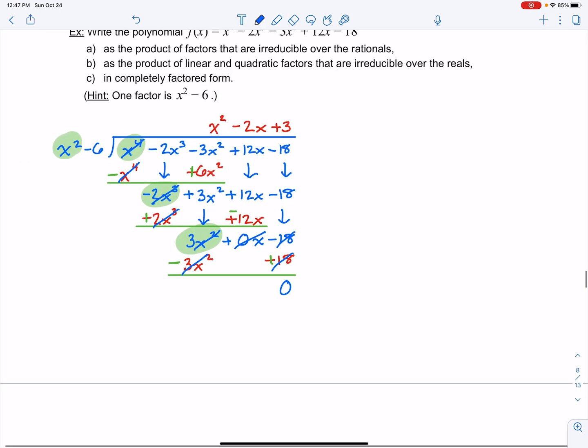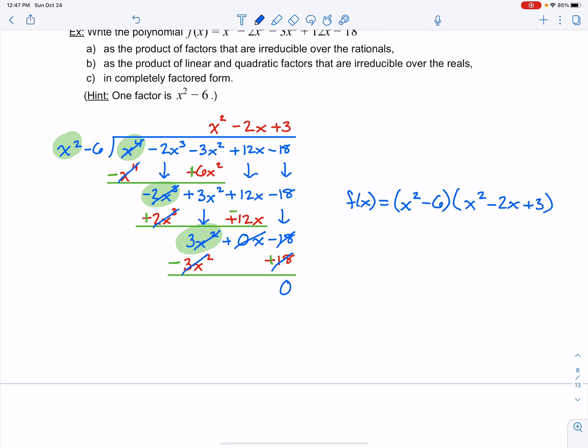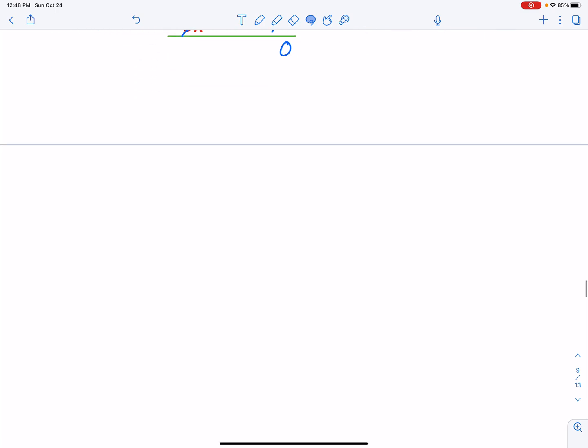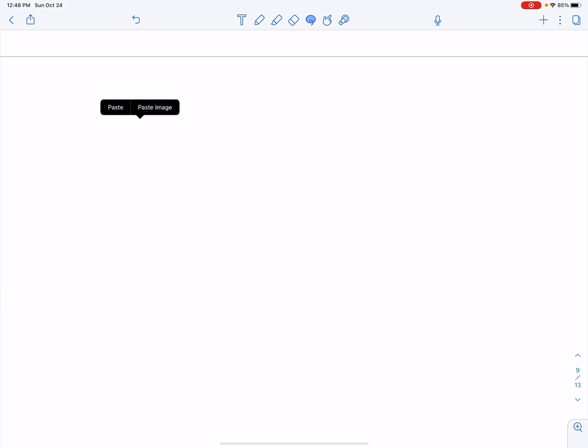So we could rewrite our polynomial. We could say that this is f of x equals that factor that we divided by, x squared minus 6, times what we have left over, x squared minus 2x plus 3. Let me just copy this and put it on the next page for us here. So this is what our function looks like.